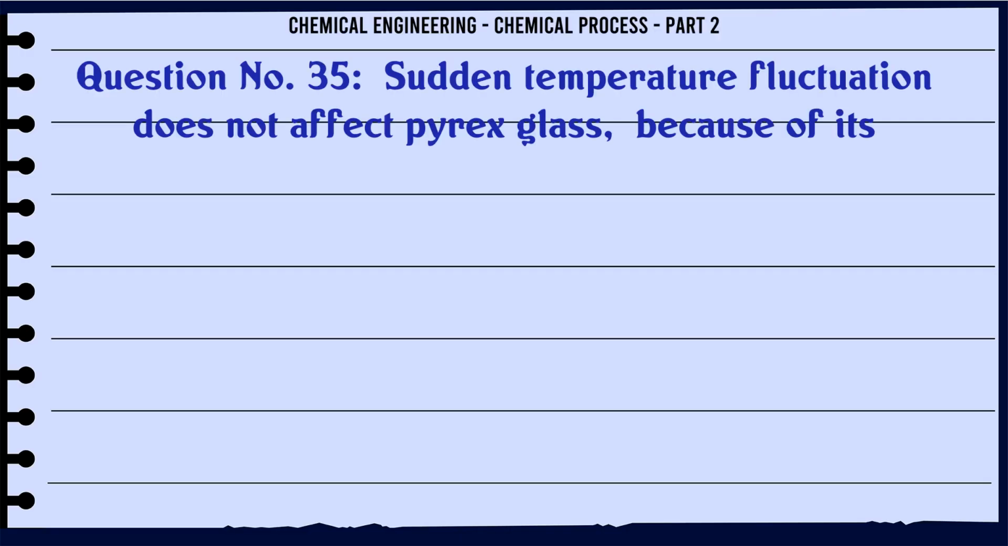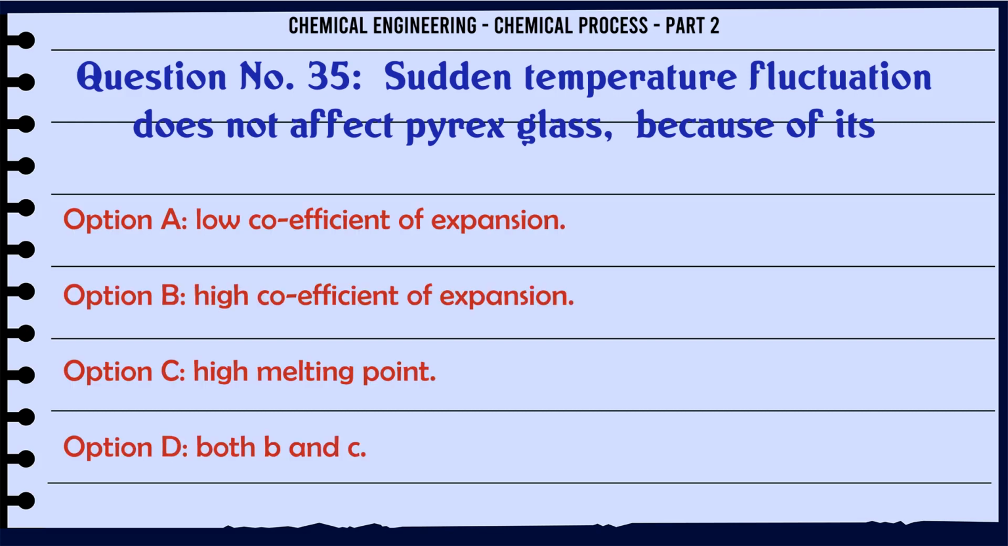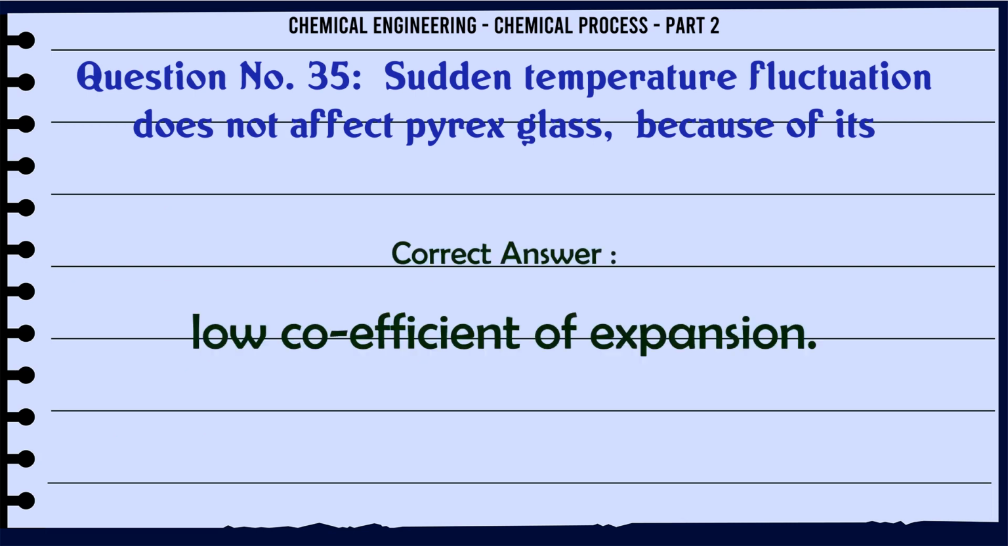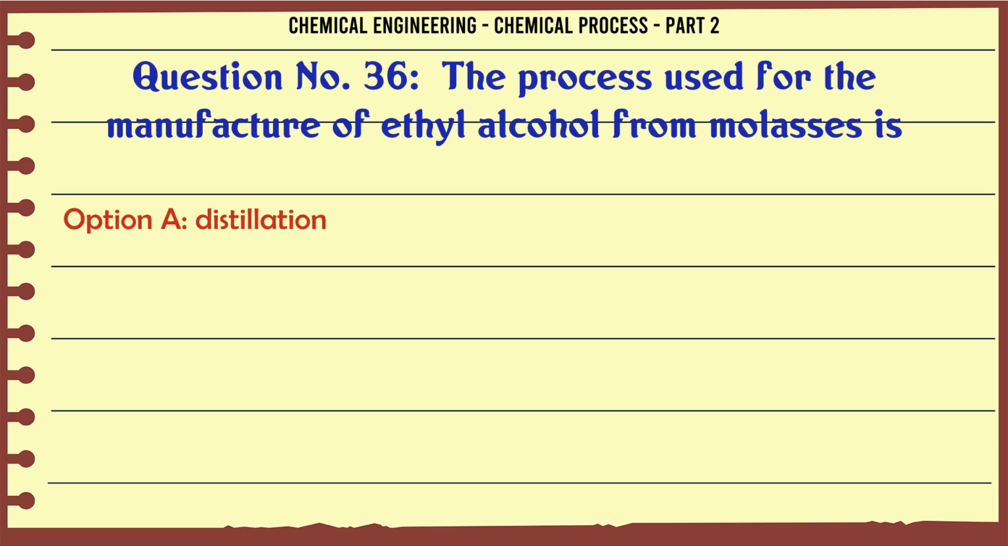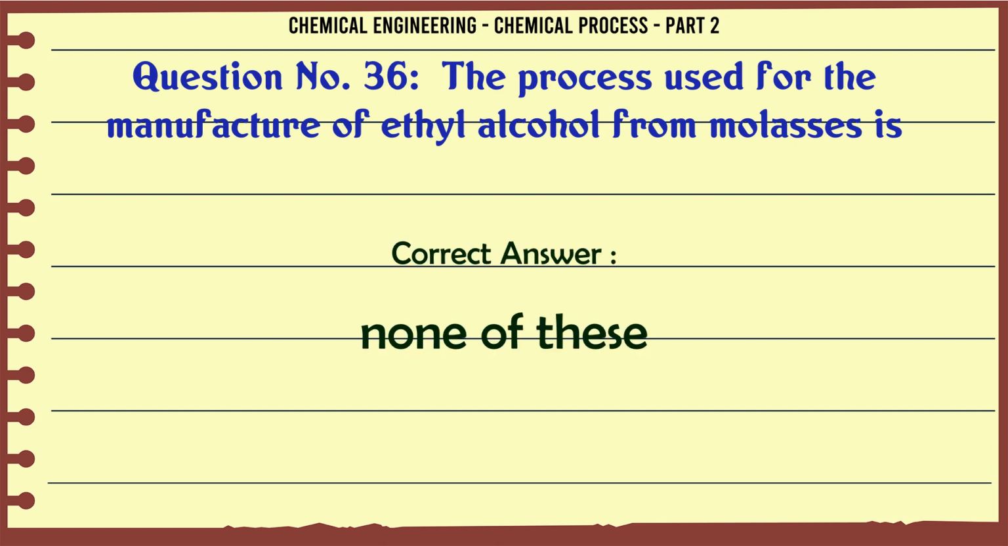Sudden temperature fluctuation does not affect Pyrex glass because of its A. low coefficient of expansion, B. high coefficient of expansion, C. high melting point, D. both B and C. The correct answer is low coefficient of expansion. The process used for the manufacture of ethyl alcohol from molasses is A. distillation, B. dehydration, C. dehydrogenation, D. none of these. The correct answer is none of these.